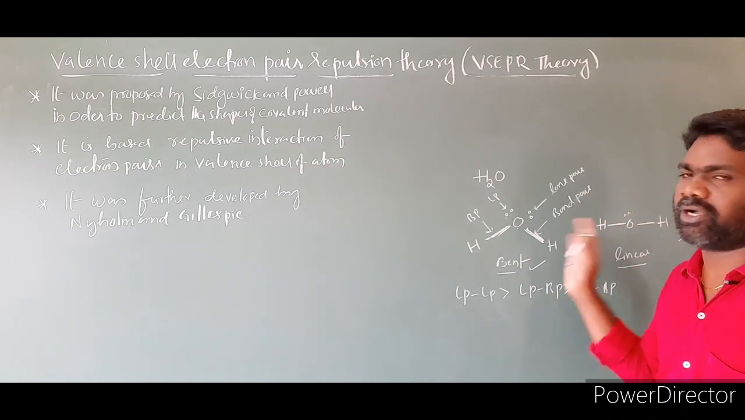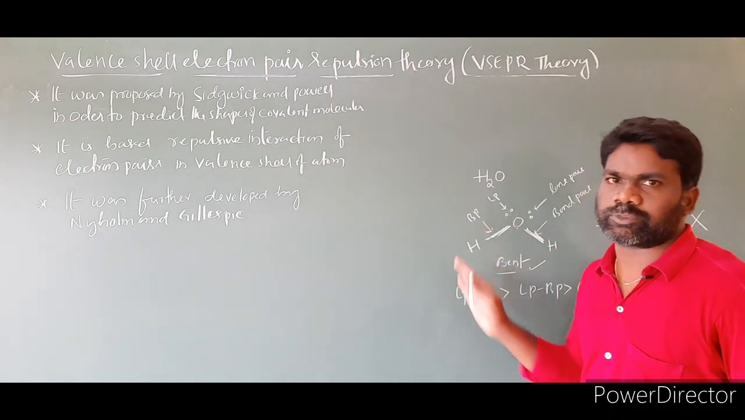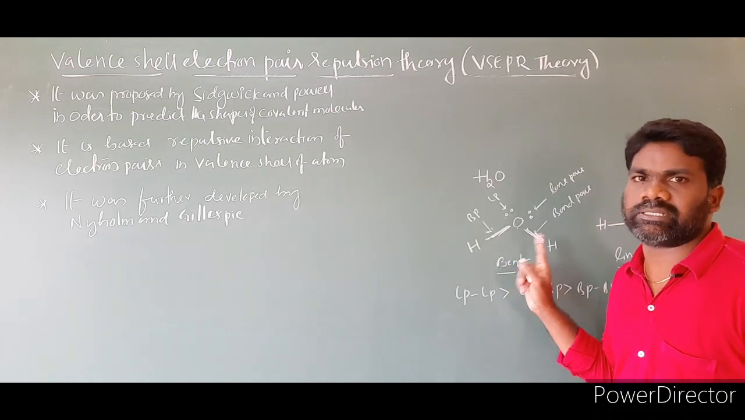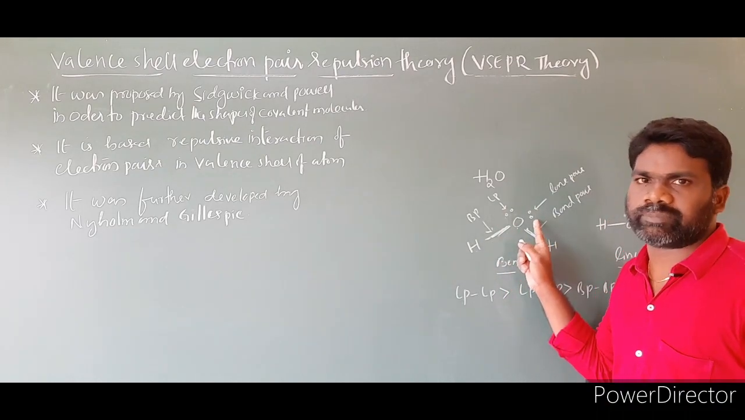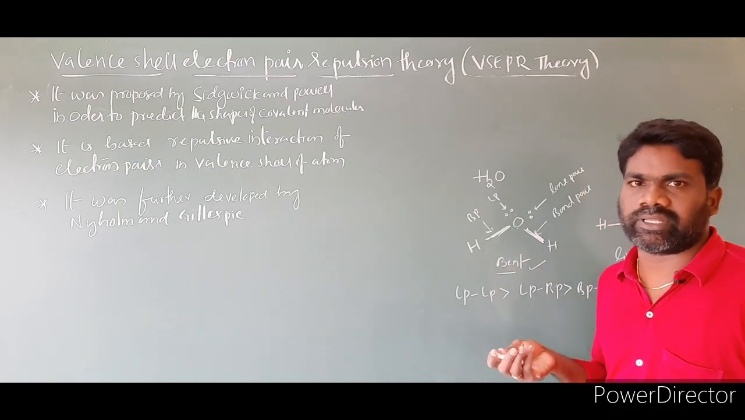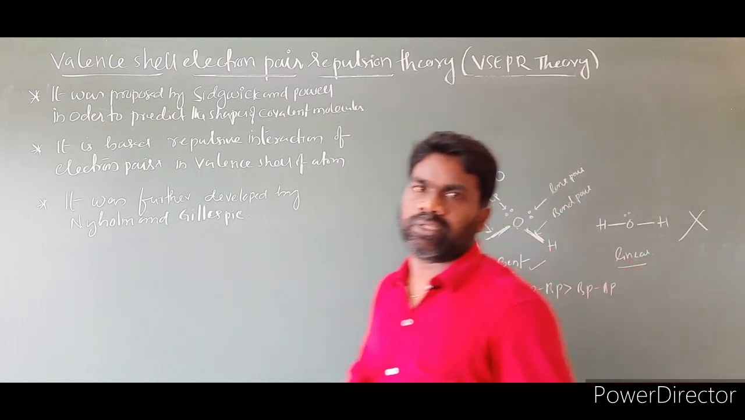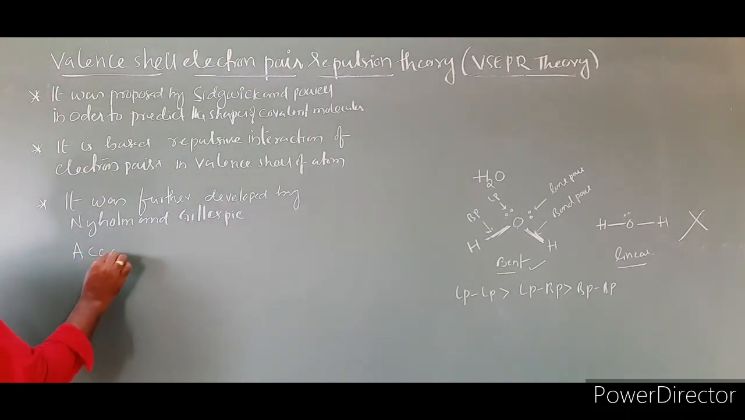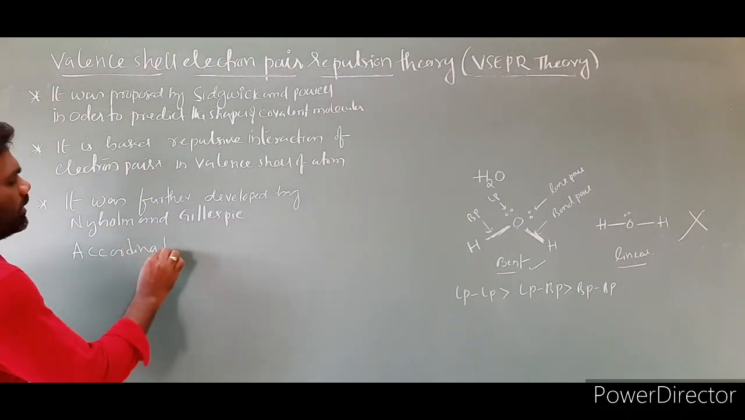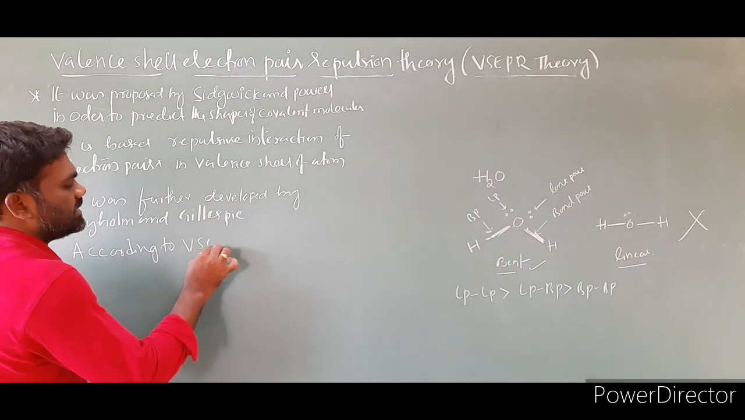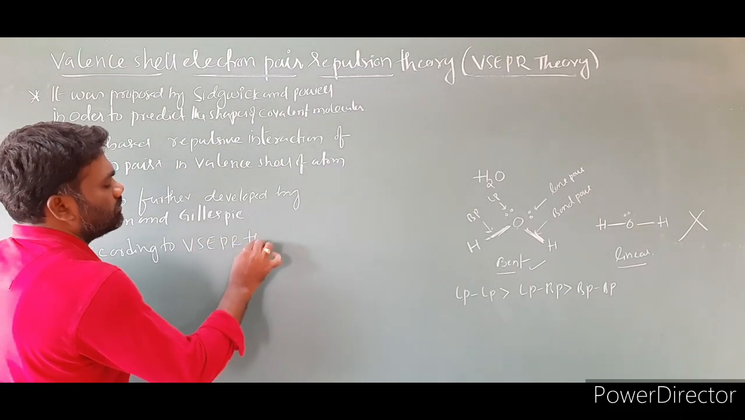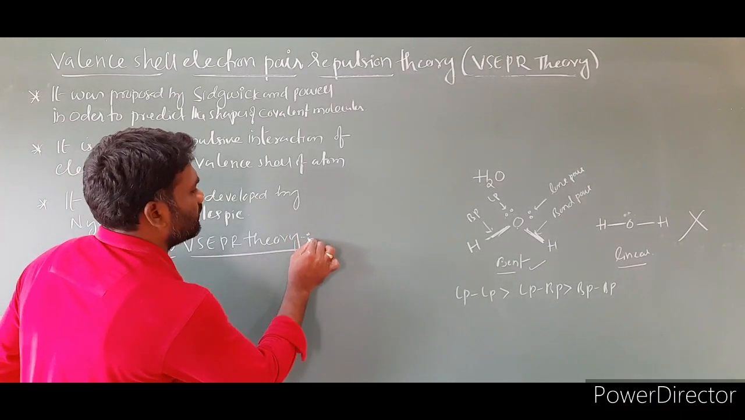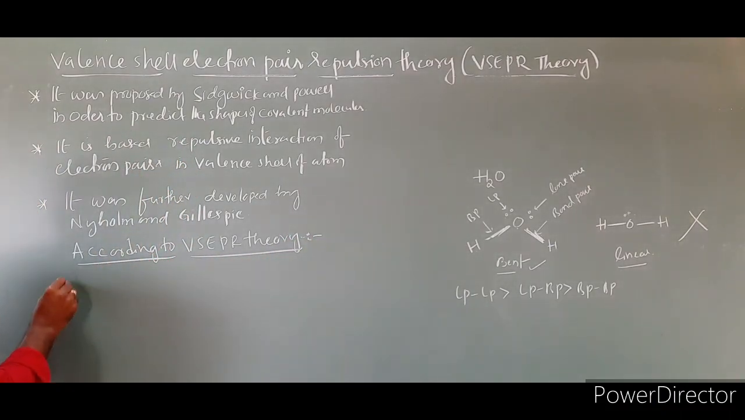So these are the points we have to write one by one. What is the first point? The shape of the molecule depends upon the number of electron pairs in the valence shell around a central atom. Now let us write the points one by one, according to VSEPR theory.